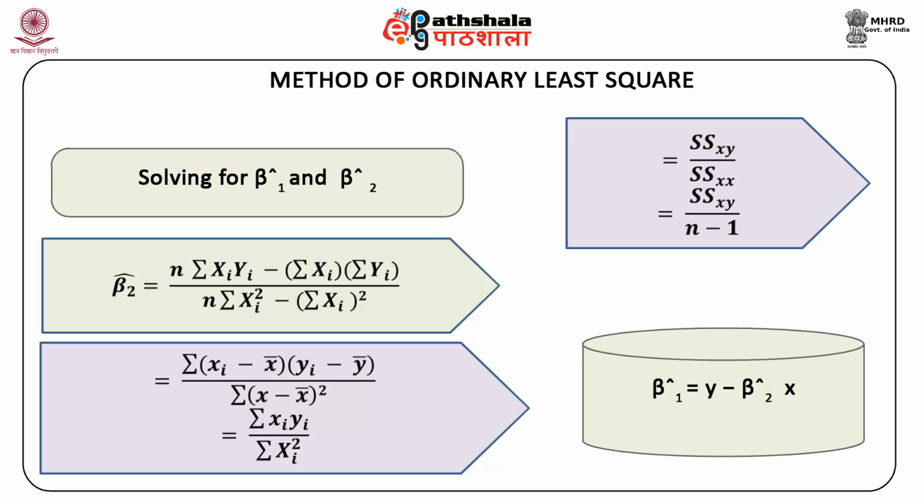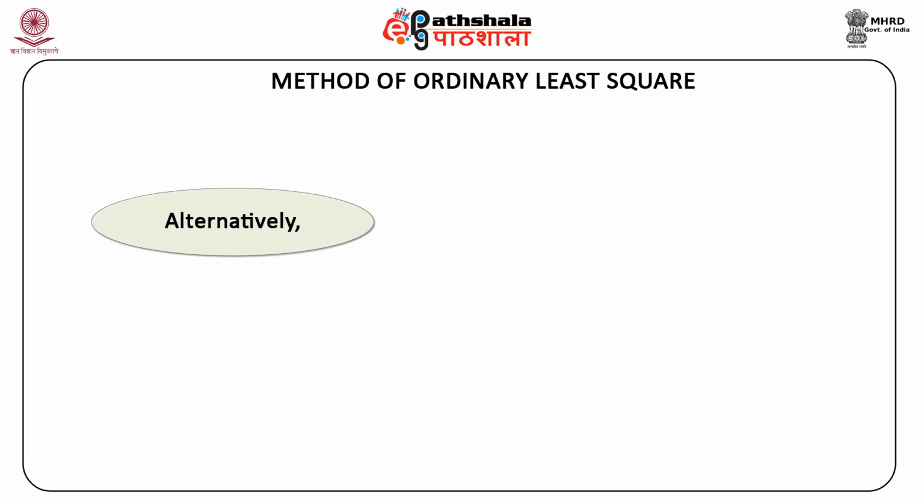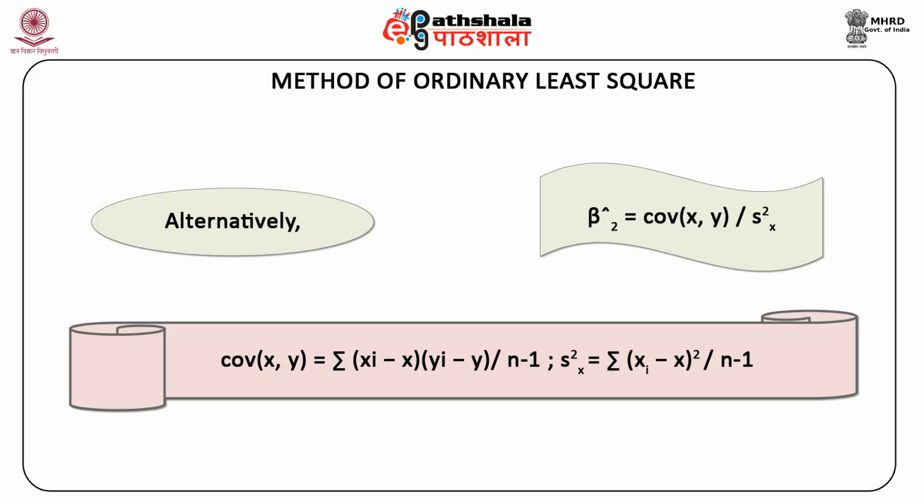Alternatively, beta hat 2 is equal to covariance xy divided by s squared x, where covariance xy is equal to sigma (xi minus x bar) multiplied by (yi minus y bar) divided by n minus 1, and s squared x is equal to sigma (xi minus x bar) the whole squared divided by n minus 1.